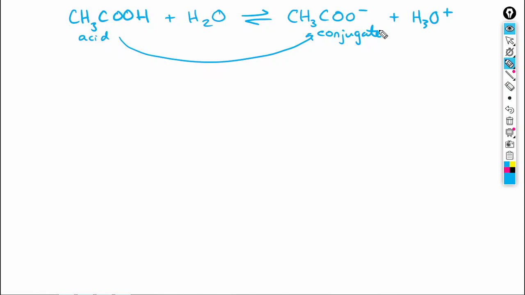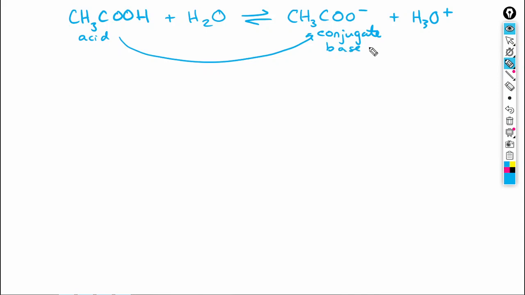In this reaction, water is acting as the proton acceptor. So water accepts a proton and it's the base, and H3O plus is its conjugate acid. So acetic acid is our acid, and the acetate ion is its conjugate base.